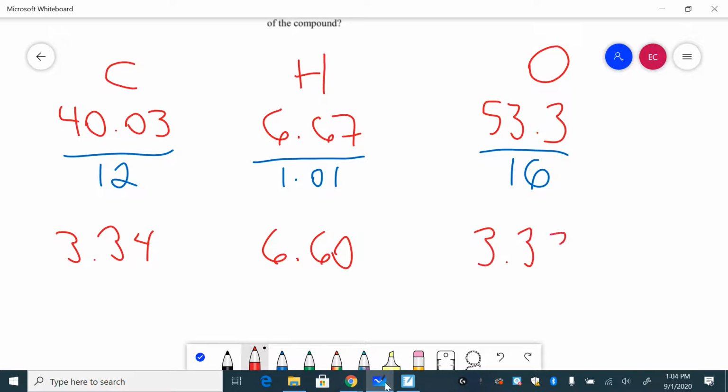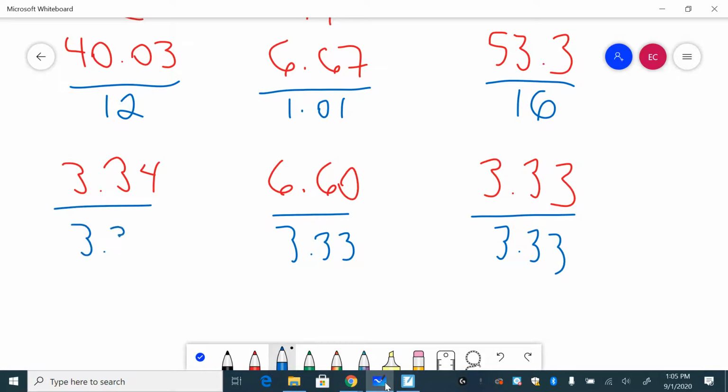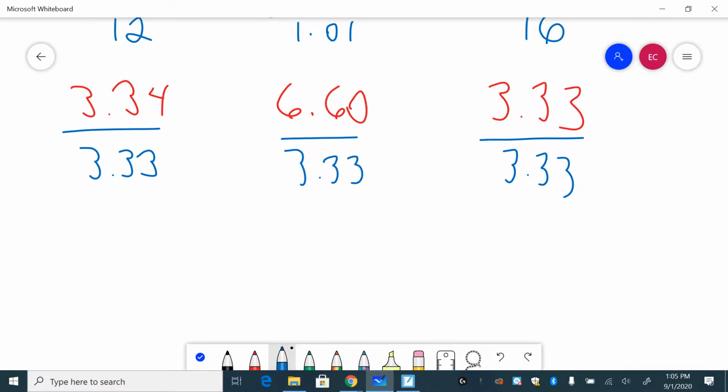Now, if these were all whole numbers, you would be done. You would have 3 carbon, maybe 6 hydrogen, and say 3 oxygen. But I've got decimals. That's a problem because we can't have partial of an element. You can't have 0.33 of an oxygen. So what you're going to have to do is look at the smallest one, which is 3.33, and divide each one by that number: 3.33, 3.33, 3.33. You're working with ratios because you're looking at proportions. As long as it's proportional, it doesn't matter.